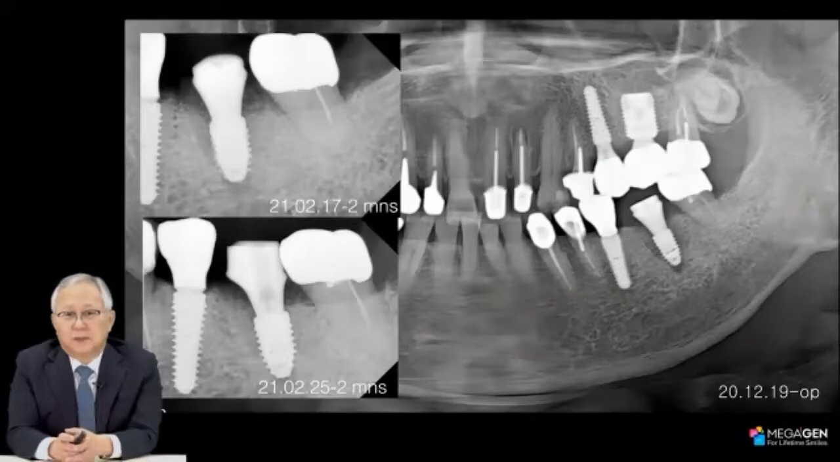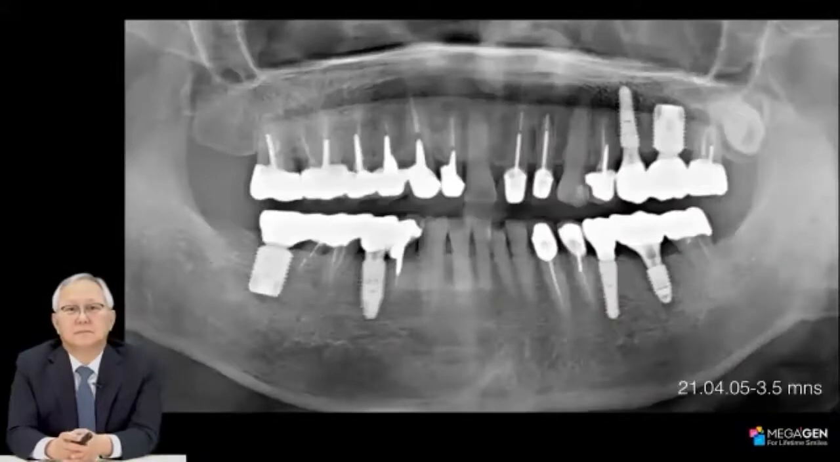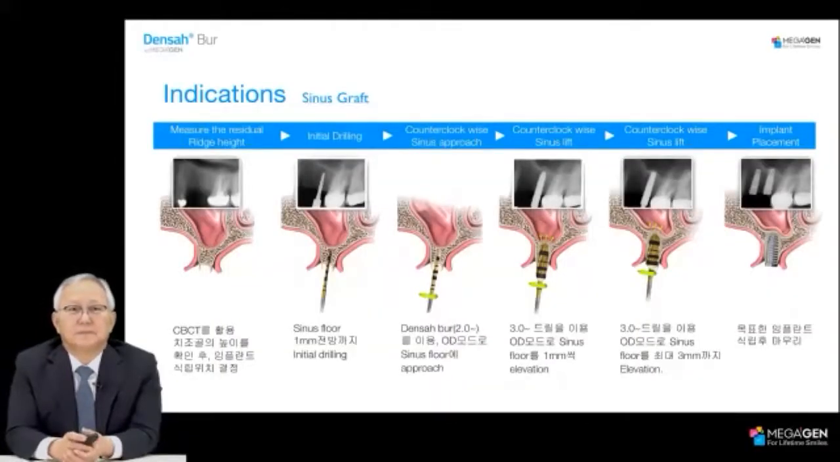In 2 months, you can see the densified, regenerated bone around the extraction socket. In 3 to 3.5 months, all the procedures were finished. This is very interesting, right? And this is how to expand and how to make a large extraction socket simple. Okay? But on the sinus, you will feel another interesting, exciting point.